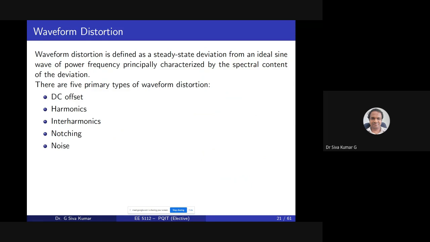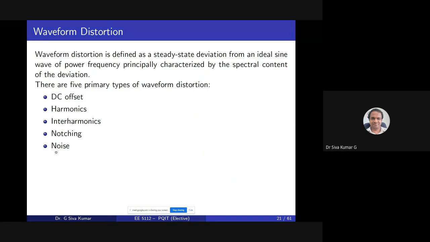Wherever you use a rectifier kind of load, in that case there is an effect of the source inductance. Because of that, there will be a commutation delay. Because of that, we'll be having the notches. Notches also are going to cause distortion in the ideal sine waveform.